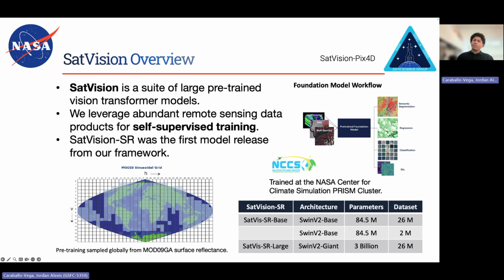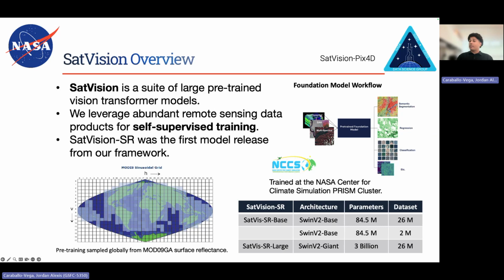So we started understanding some of these scaling laws for these models. We trained a base model, which was basically 84 million parameters, with 2 million chips, just to understand different convergence processes and how those would affect our downstream tasks. We also had a 3 billion parameter model, which is the one that we have been using for some of our operational projects, using 26 million tiles to train it.